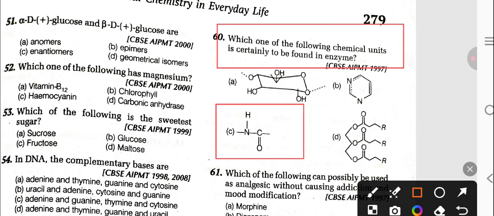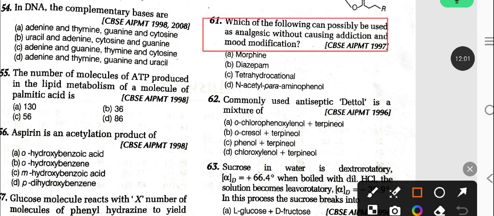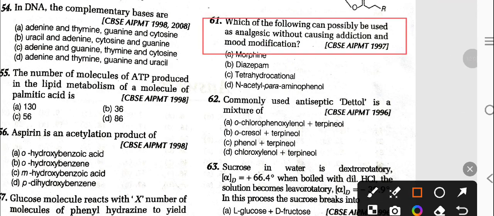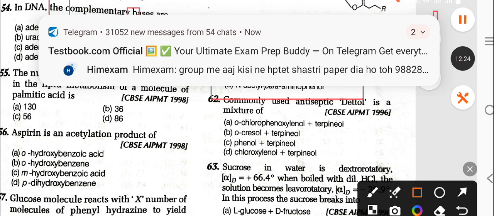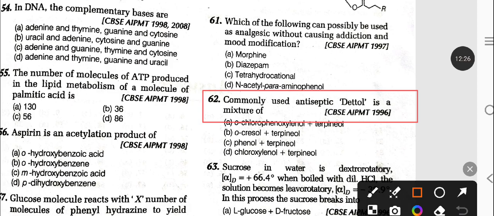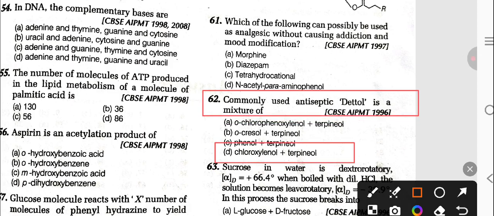Next, which of the following can possibly be used as an analgesic without causing addiction and mood modification? So its right answer is D, that is N-acetyl para-aminophenol, which is the name of paracetamol. Option number D. So paracetamol acts as an antipyretic as well as an analgesic. Next, the commonly used antiseptic Dettol is a mixture of chloroxylenol and alpha terpineol.